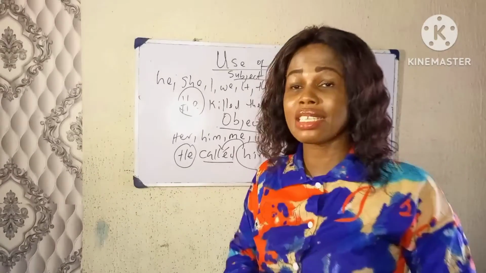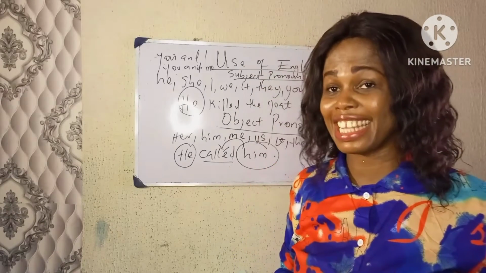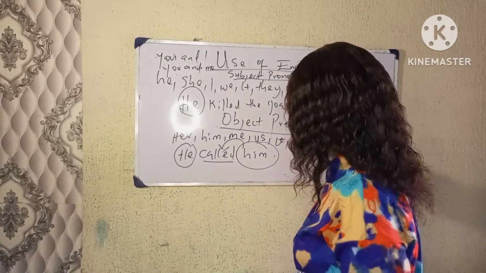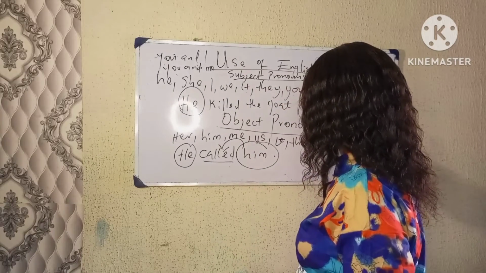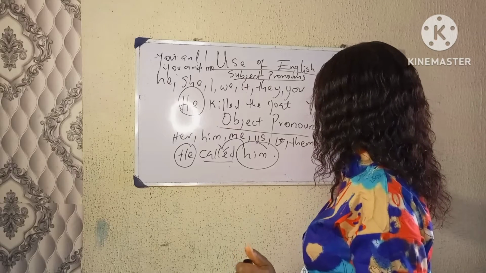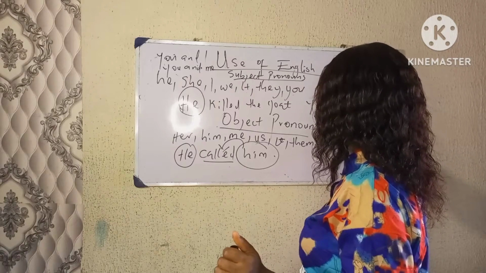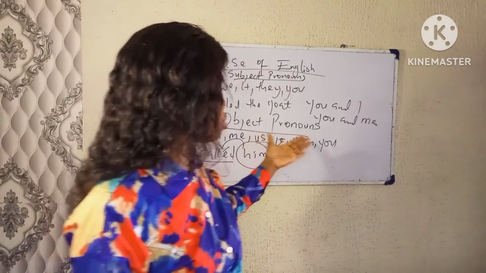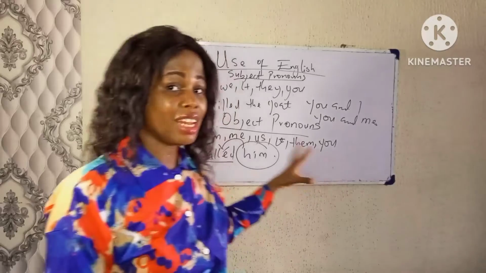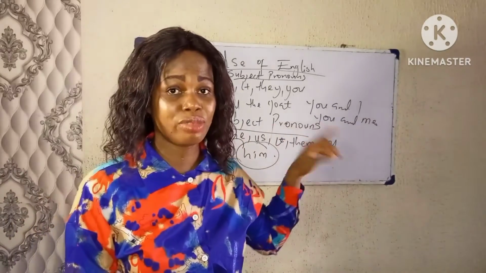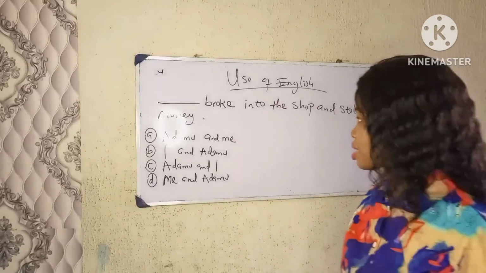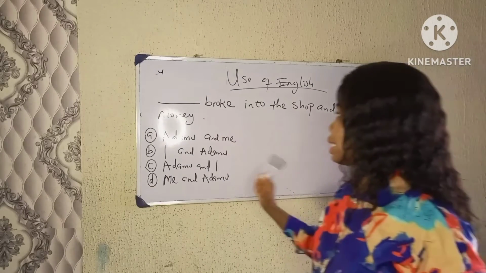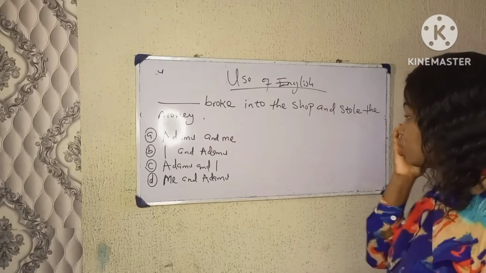Now, having said this, let's go to the crux of today's lesson. I want us to learn how to use you and I, and you and me, in a sentence. Now, let's see this question from JAMB past questions: Dash broke into the shop and stole the money.